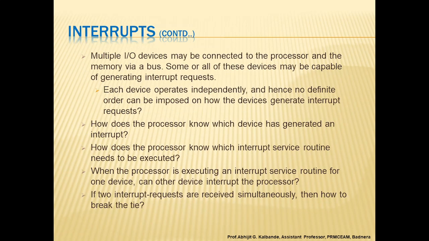Multiple IO devices may be connected to the processor and the memory via a bus. Some of these devices may be capable of generating an interrupt request. Each device operates independently, and hence no definite order can be imposed on how the devices generate interrupt requests. How does the processor know which device has generated an interrupt? How does the processor know which interrupt service routine needs to be executed?